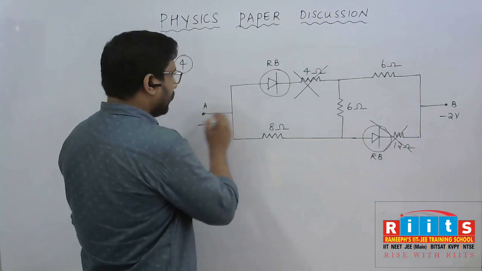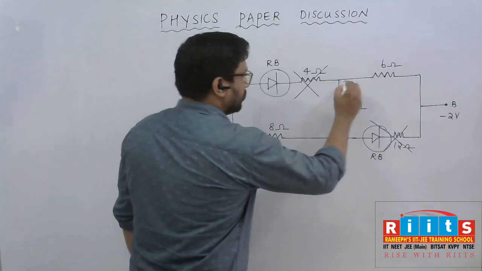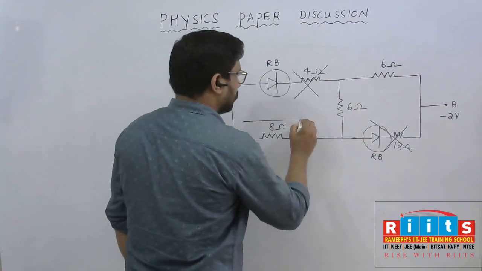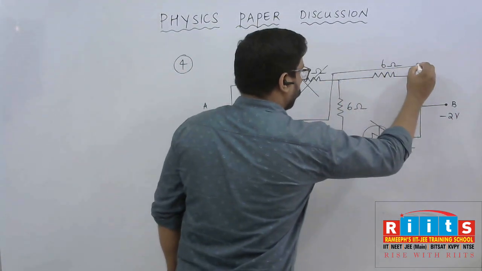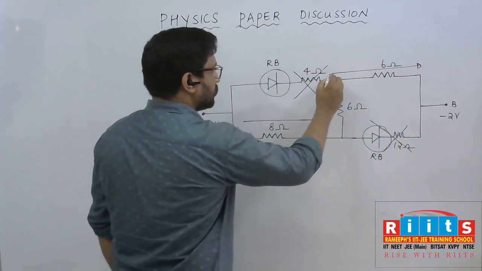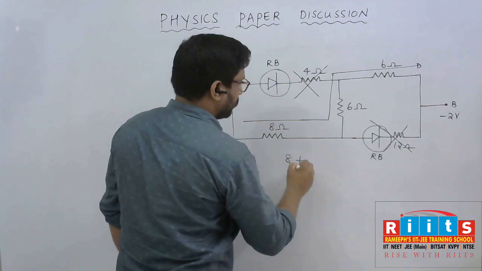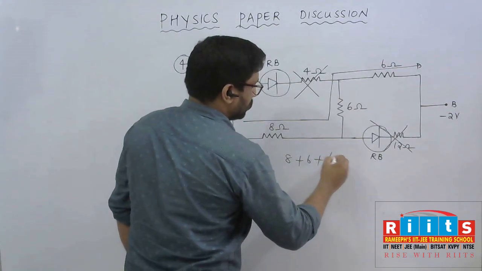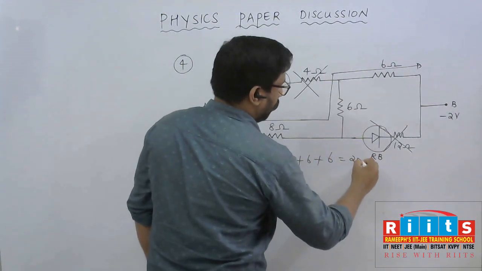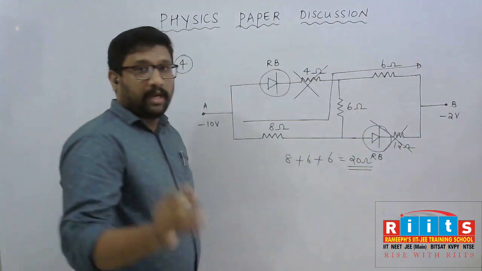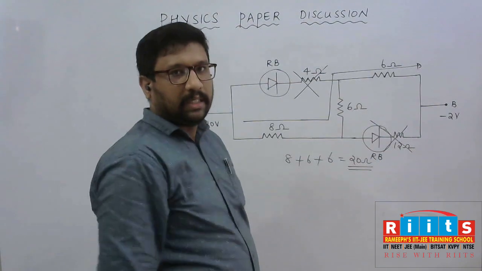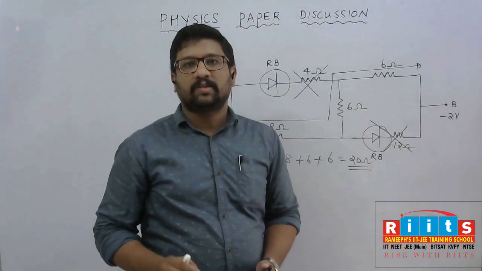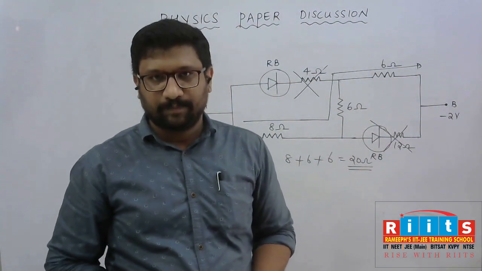So the current will prefer the path like this. Okay, so the total circuit resistance you can calculate in this way: 8 plus 6 plus 6. Answer is 20 ohm. Hence, the effective resistance between terminals A and B is 20 ohm. Option C is the correct answer.